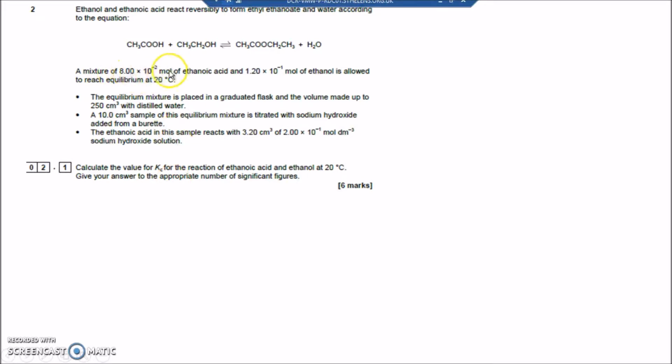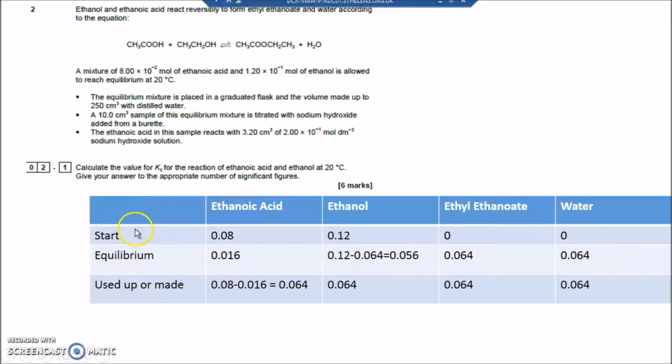Now, this is where we need to do a little table. Let's work out the little table. At the start, the ethanoic acid is 0.08 or 8 times 10 to the minus 2. It tells you that in the question. The amount of ethanol is 0.12 or 1.2 times 10 to the minus 1. There's no ethyl ethanoate and no mention of water either. So that's at the start. It's always helpful to lay it out like a table like this.